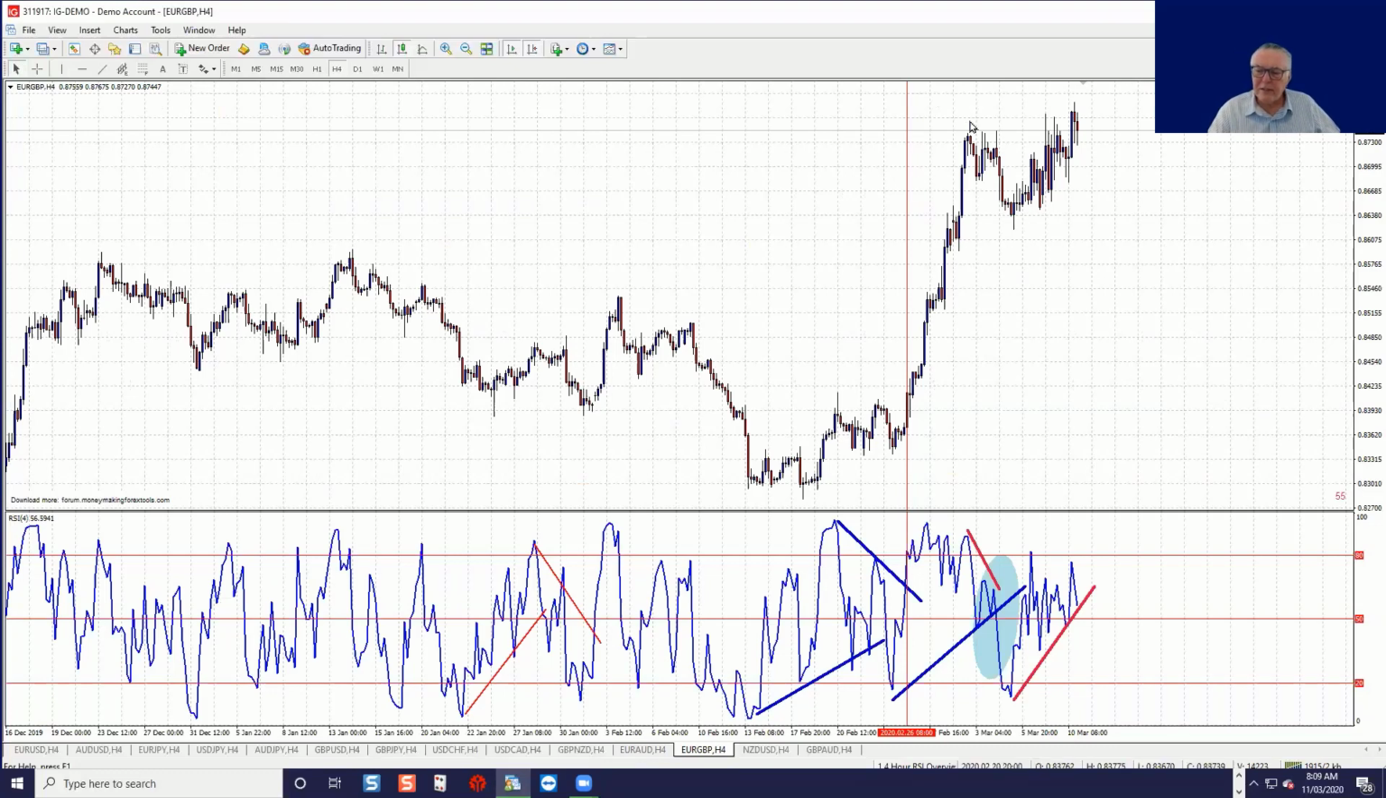Okay, thank you for that. And we've got the euro pound here. Also a divergence there. And we have a trend line by the euro pound.